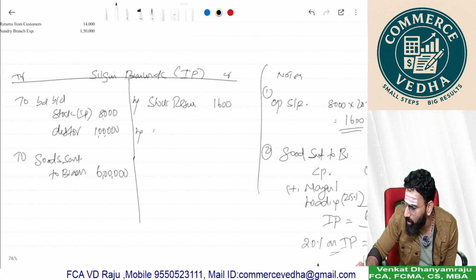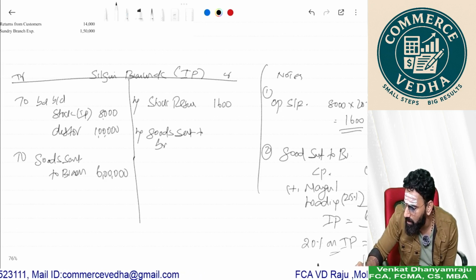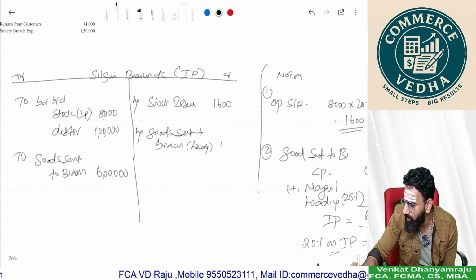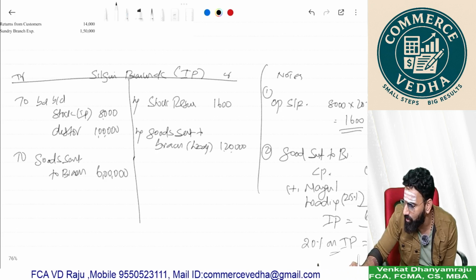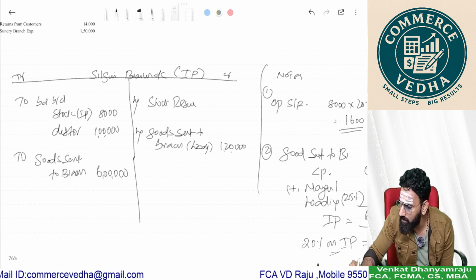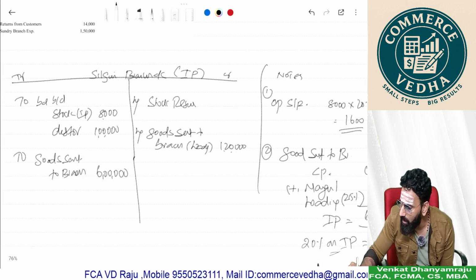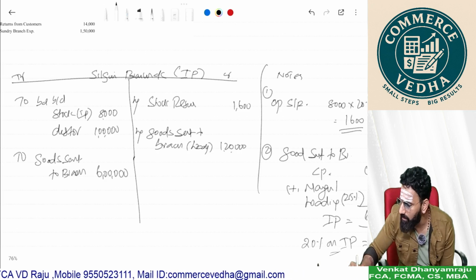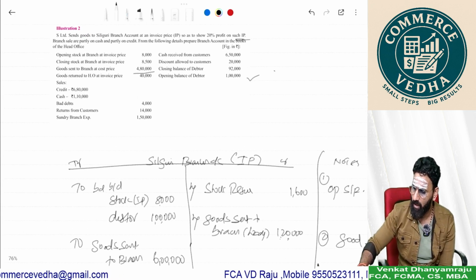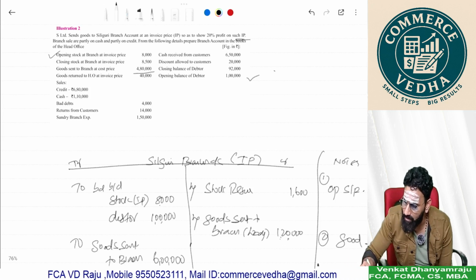Immediately reverse the loading. Goods sent to branch, I'll write loading, which is 1,20,000, which you know. I'm just placing the numbers in order. 1,600, 1,20,000. Now this is done. Now I finished opening stock recording, I finished opening debtors, I finished goods sent to branch.